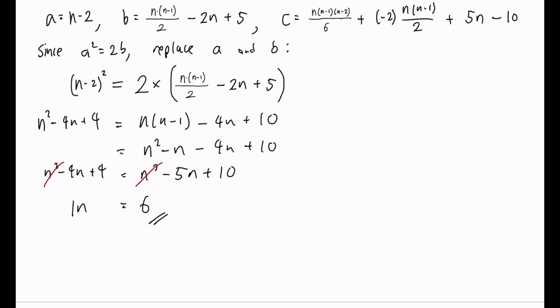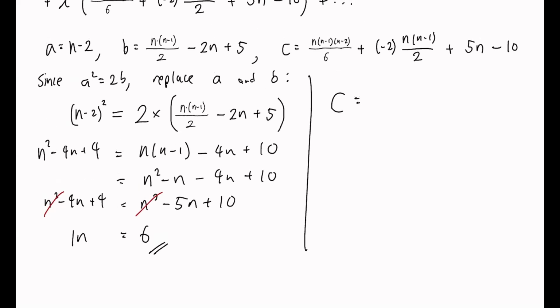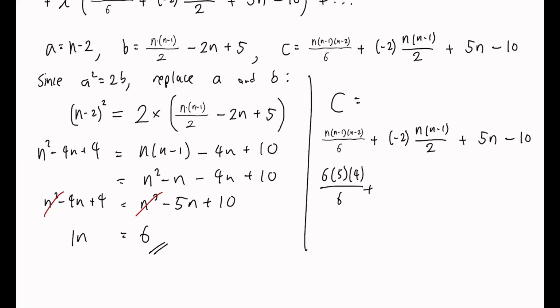Okay? Is that okay? So n is equal to 6 already, but now we want to solve for c. How do you solve for c? You've got a formula. You also have n. Then you just need to copy and paste, replace the n. Okay, 6, 5, 4 over 6 plus negative 2. Actually, the 2 can cancel off. Let me just do that.